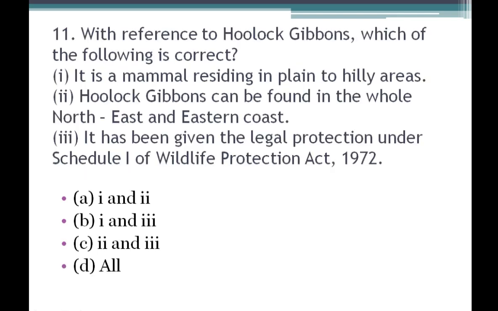Question number 11. With reference to Hoolock Gibbons, which of the following is correct? Number 1. It is a mammal residing in plain to hilly areas. Number 2. Hoolock Gibbons can be found in the whole northeast and eastern coast. Number 3. It has been given the legal protection under Schedule 1 of Wildlife Protection Act 1972. So the correct option is option B, that is 1 and 3. As Hoolock Gibbons can be found only in the northeastern region, not eastern coast.